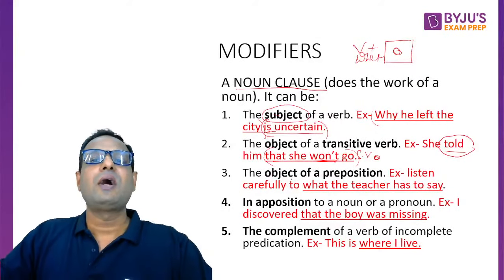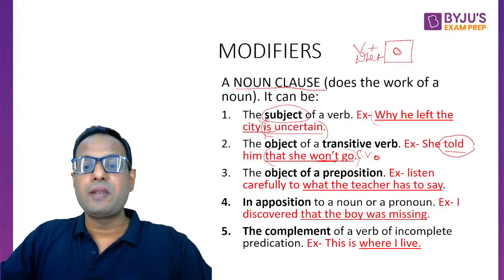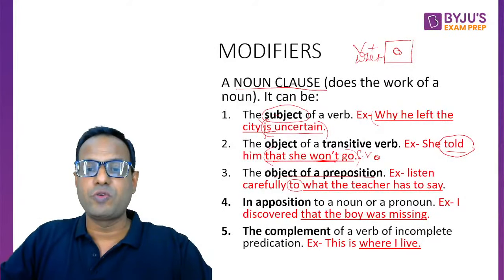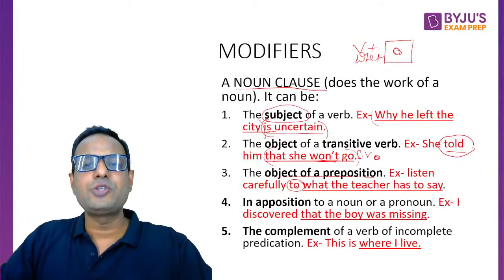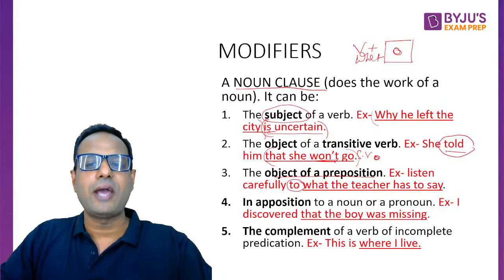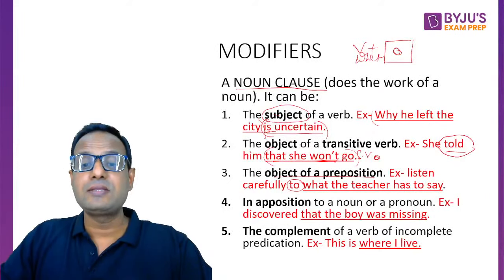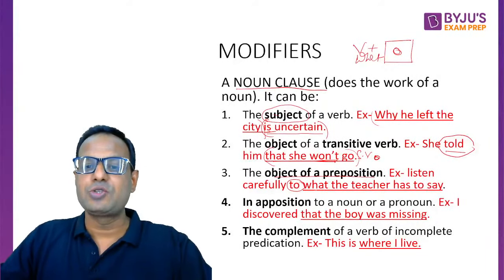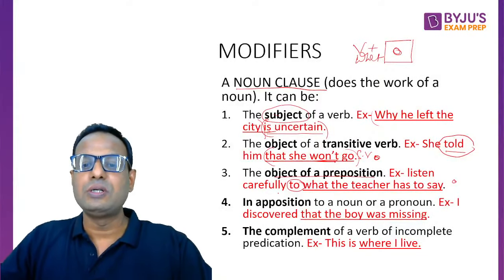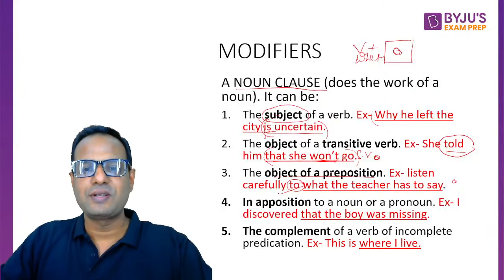What else a noun clause can be? It can be an object of a preposition. Look, you have a preposition over here. Listen carefully to. To is a preposition and it answers the question what? Listen to. Listen carefully to what? What the teacher has to say. So what the teacher has to say is an object to preposition. Hence it is a noun clause.